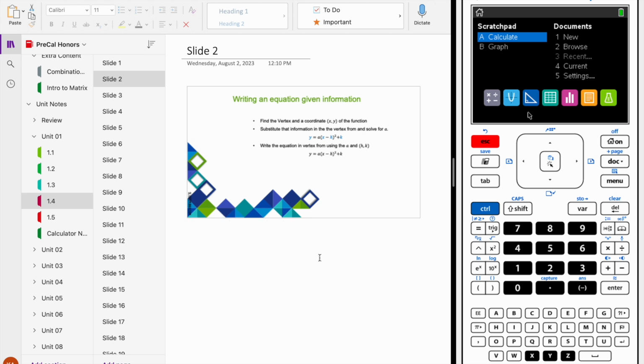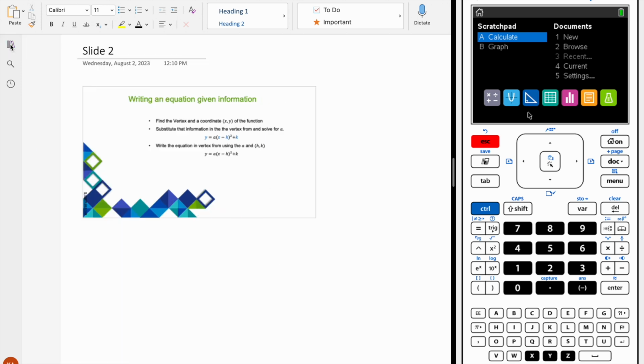So we're starting off with writing an equation given the information. This will generally occur based off of what is exactly there. For example, when we find the vertex and a coordinate, our coordinate is xy, we are going to have that xy within our equation. Now, our general equation is y is equal to a times x minus h squared plus k. All we are going to do with that xy is plug into that equation. And we're going to do the same thing with the vertex. Remember, our vertex is the h and k. We're going to also plug that information in.